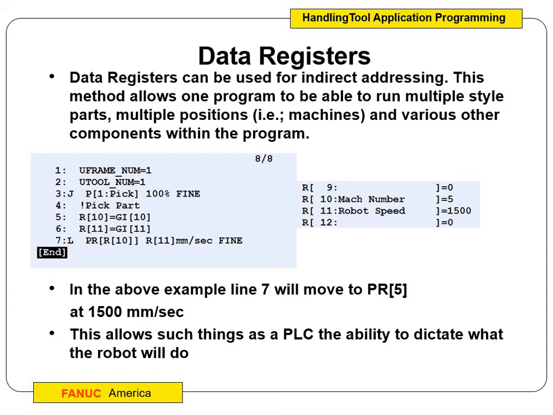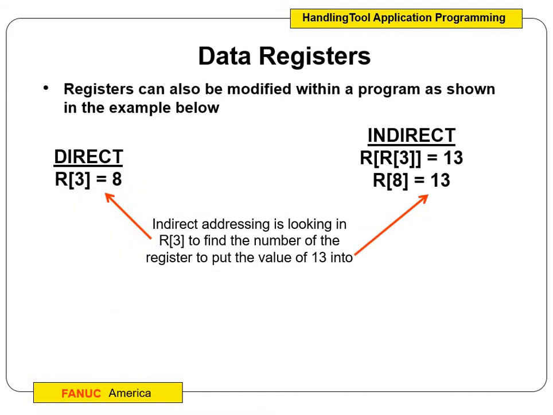I can say PR1 home, or I can say PR register 10, and we've got to go back and say what's in register 10. Okay, so what's good about this is how our robots can interact with PLCs and things like that. So very, very important here. Now, we're going to talk about direct and indirect addressing.